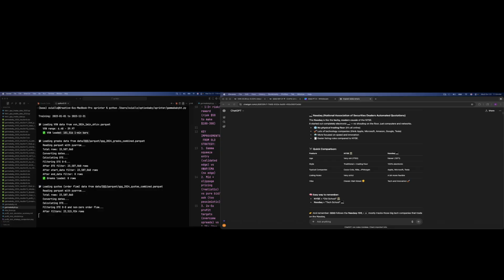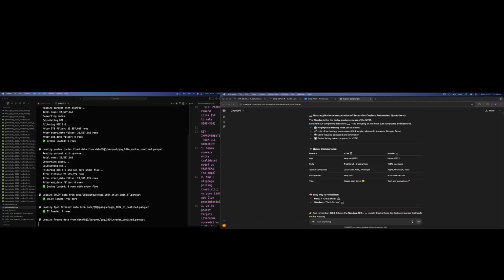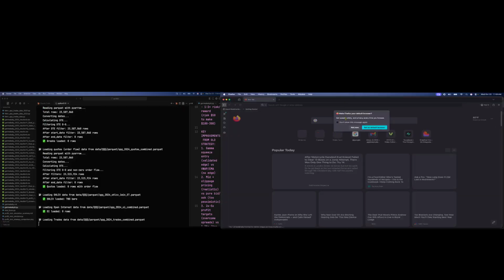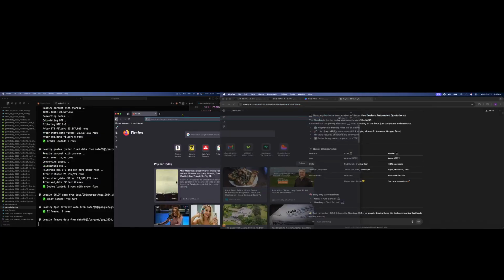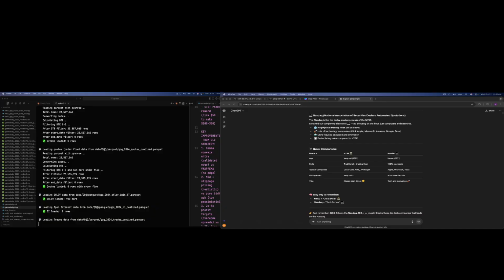So we're waiting for our back test to run, and once we get our back test, all right, and we've loaded practically most of our data, and I'm just waiting for the other parts of the data to load.